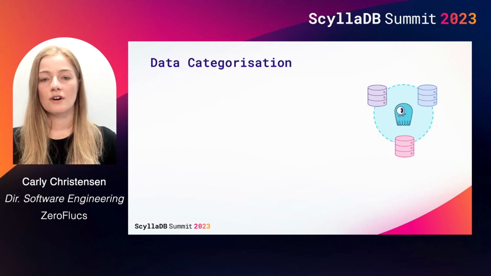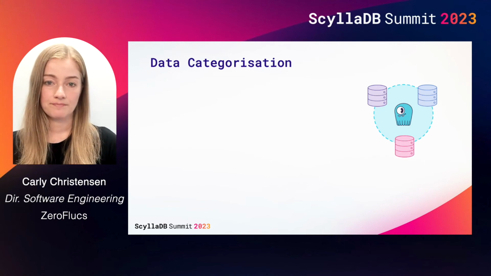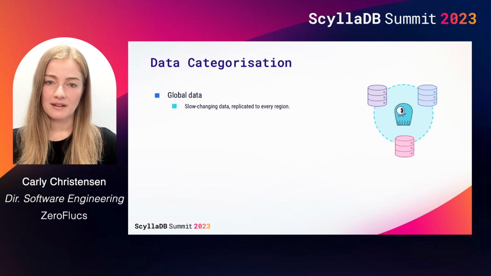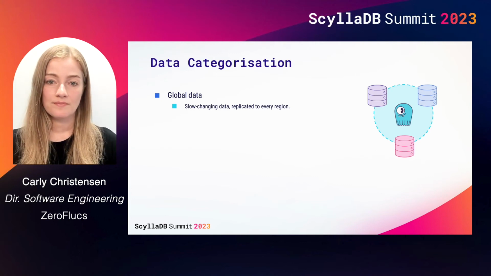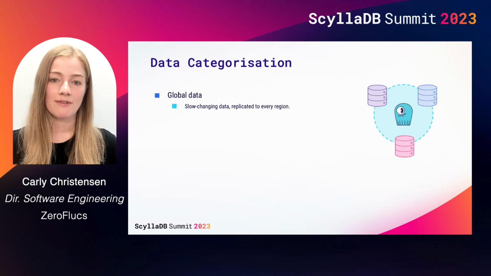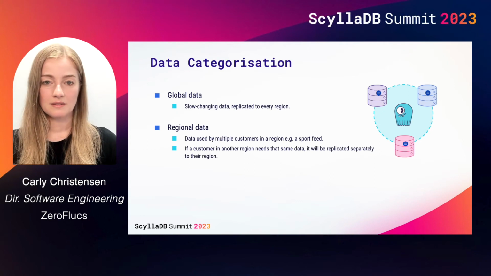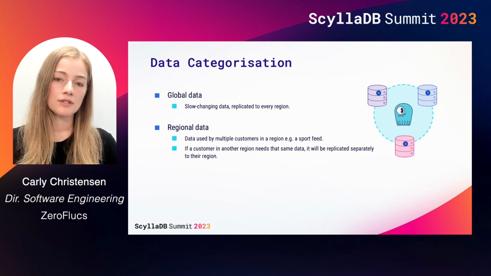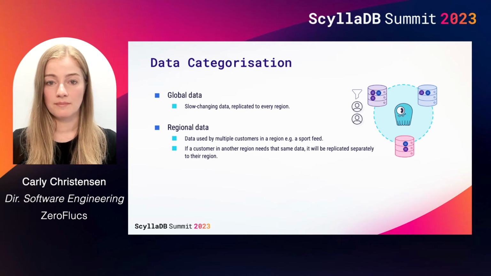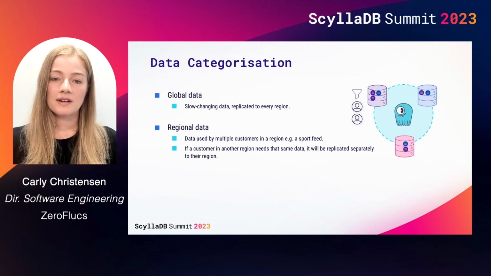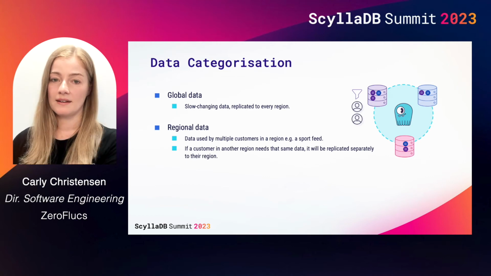To make the most of Scylla, we have divided our data up into 3 main categories. The first is global data, and this is slow changing data that is used by all of our customers. And so we replicate it to every one of our regions. The second type is regional data, and this is data that is used by multiple customers in a single region. For example, a sports feed. If we find that a customer in another region requires that data, we will separately replicate it into their region.